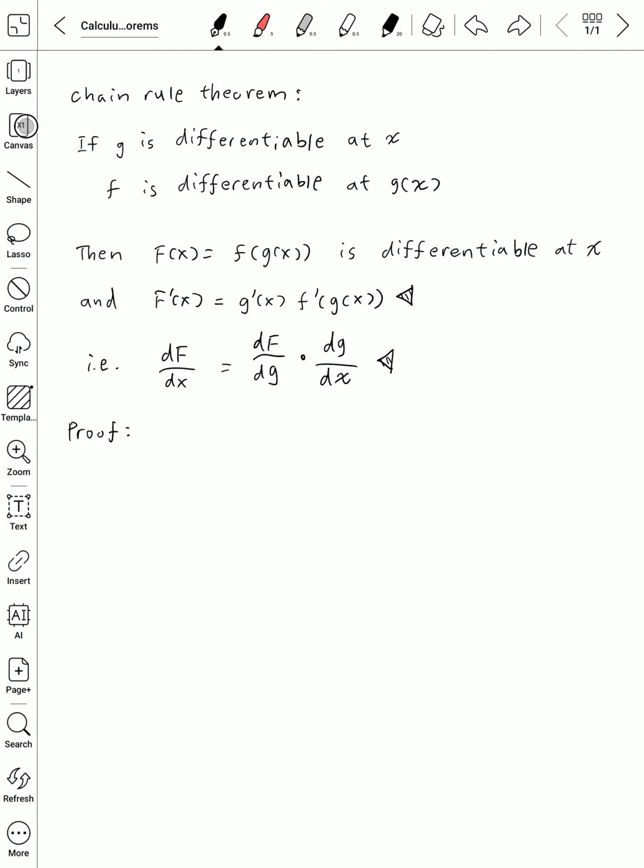My name is Thomas and today we'll be going through the proof of a very fundamental theorem in calculus called the chain rule theorem. Apparently there's a lot of people who don't know how to prove it, but without further ado, let's get straight to the proof.